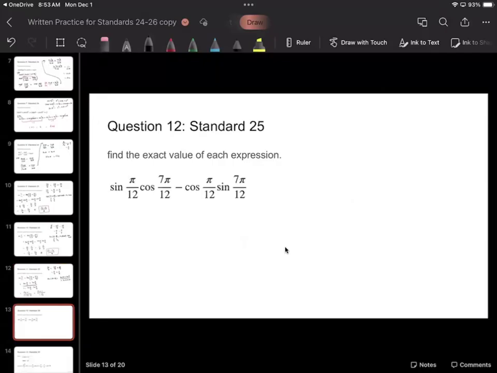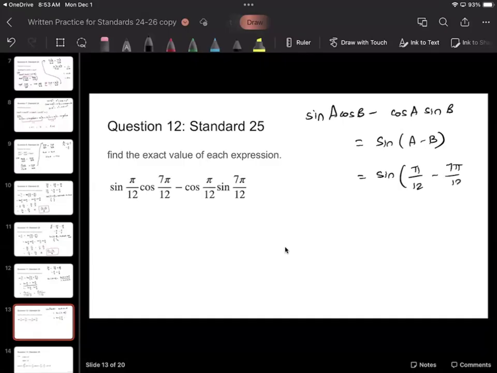Okay, so here you already have this expanded. So you don't know the value of sine pi over 12 or cosine 7 pi over 12, but you see the pattern. What you have here is something of the form sine A cosine B minus cosine A sine B. Now this is nothing but sine of A minus B. So what is the angle in the A position? Pi over 12. What is the angle in the B position? 7 pi over 12.